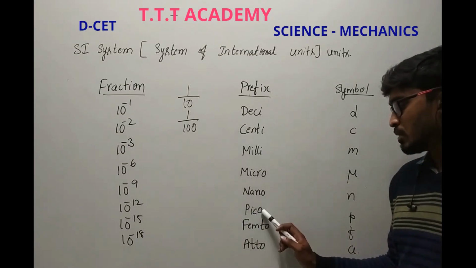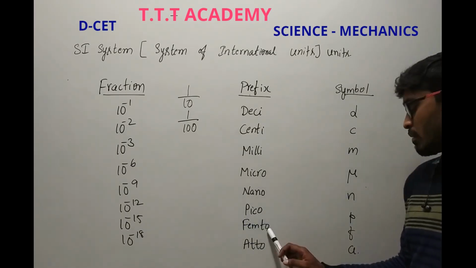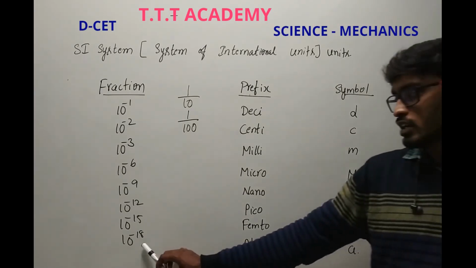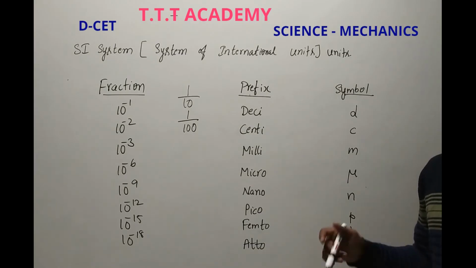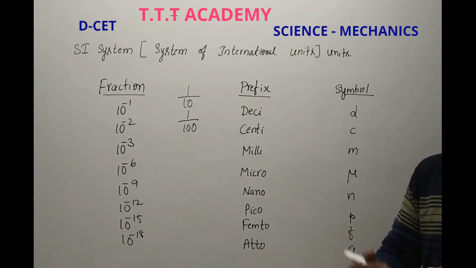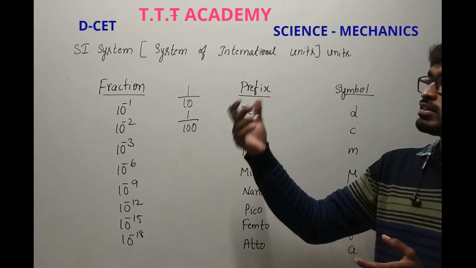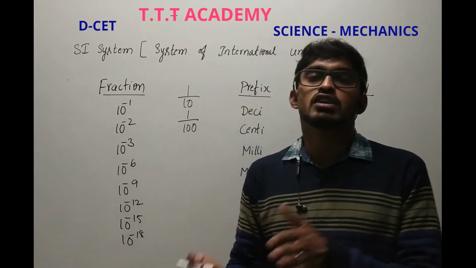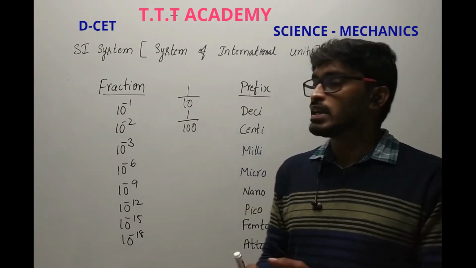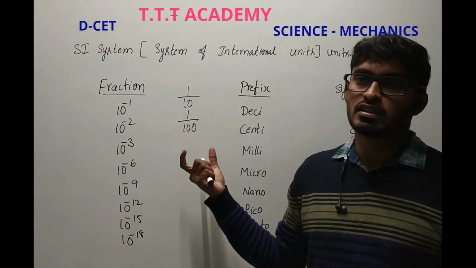Minus 12 is pico, small p. And 10 to the power of minus 15 is femto, small f. And 10 to the power of minus 18 is atto and small a. So these are all used for the smallest range of the particle. Then this SI system is used to measure the highest range and smallest ranges. Mainly in the SI system you use multipliers and submultipliers.